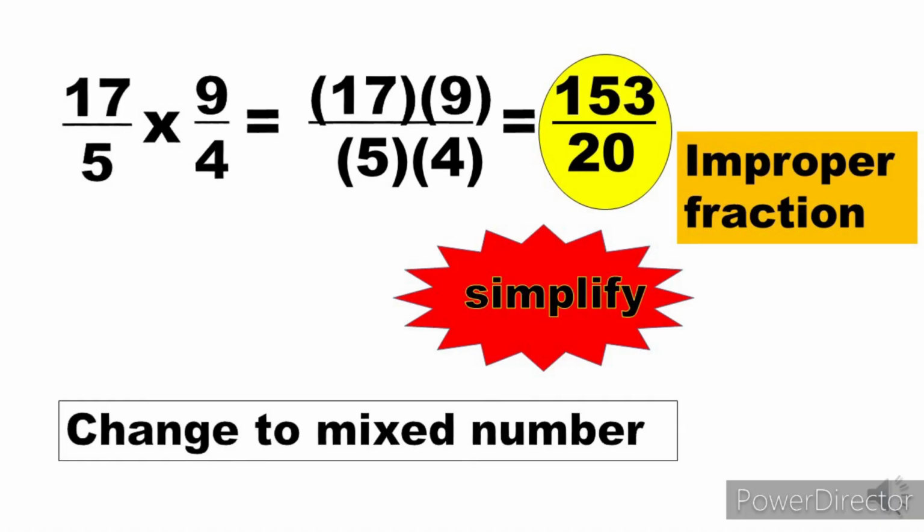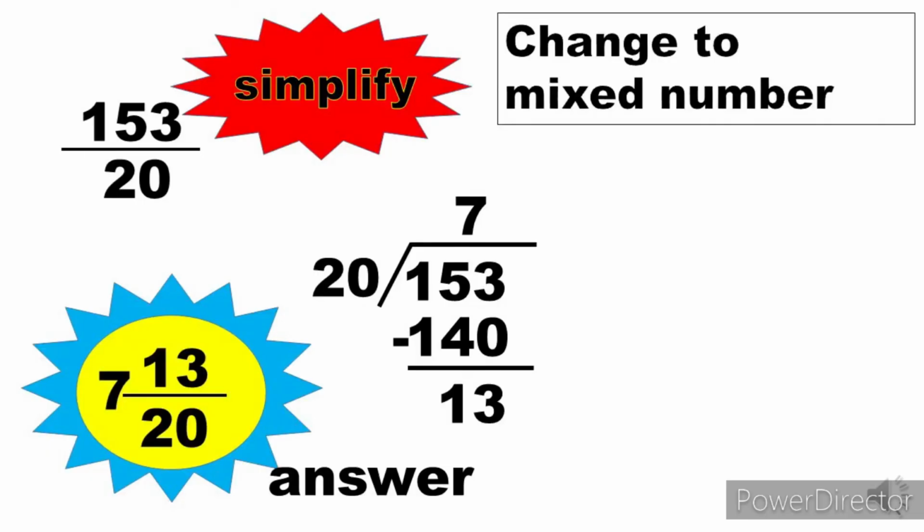Okay, ang quotient natin is improper fraction, which is 153/20. So, gagawin natin siyang mixed number para ma-simplify. Para ma-change sa mixed number, i-divide lang natin 153 divided by 20. So, it is 7. Then, 7 times 20 is 140. And then, 153 minus 140 is 13. And then, gawing mixed number. So, yung quotient na 7, yun yung whole number. Yung 13 na remainder, yun yung numerator. And 20 is the denominator.